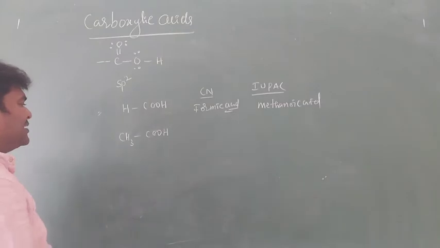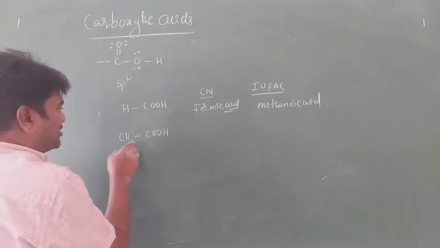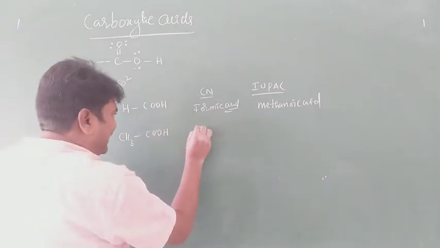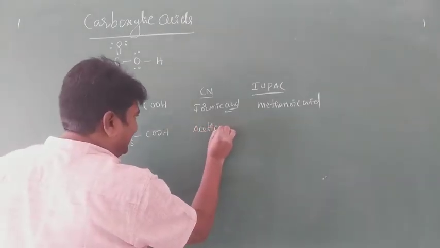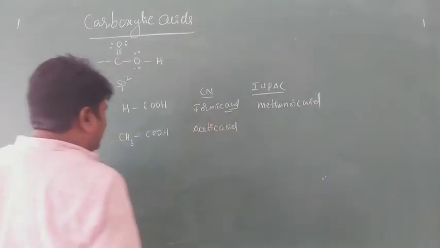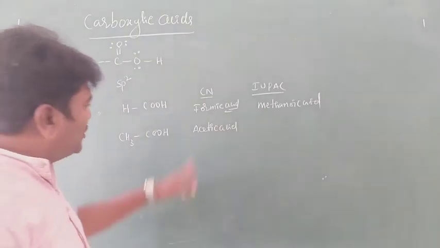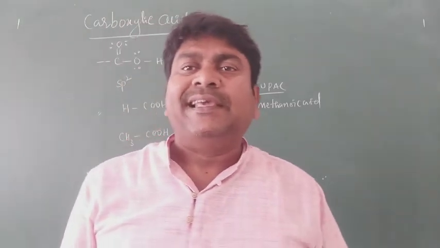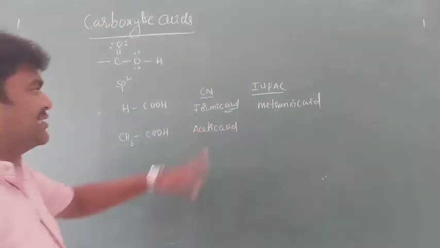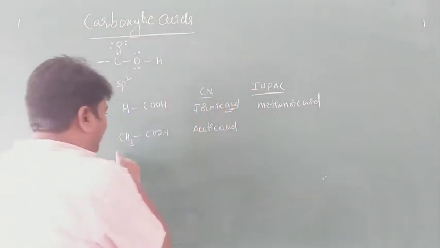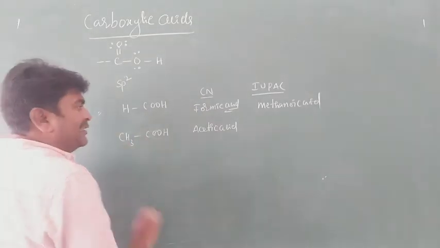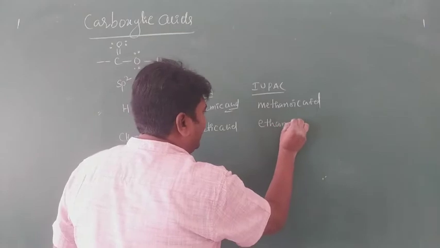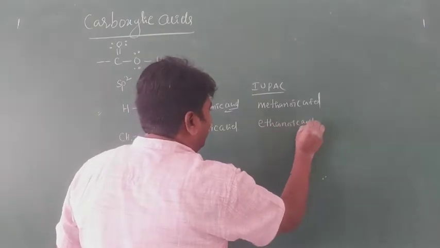Next one, this one. How many carbons are here? Two carbons. The common name is acetic acid. What is the source of acetic acid? Acetic acid is obtained from acetum, that is why it is called acetic acid. Its IUPAC name: two carbons are there here, that's why it is ethanoic acid. Ethanoic acid. This is very important.